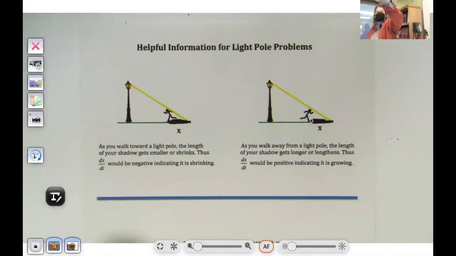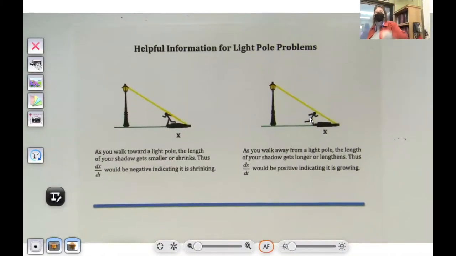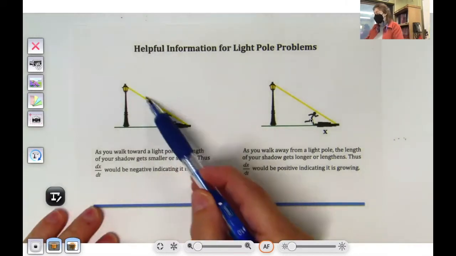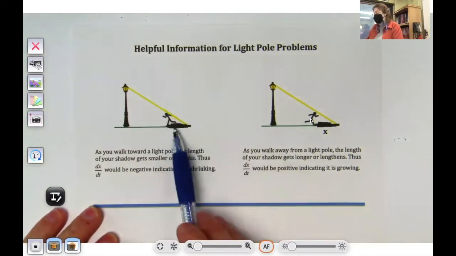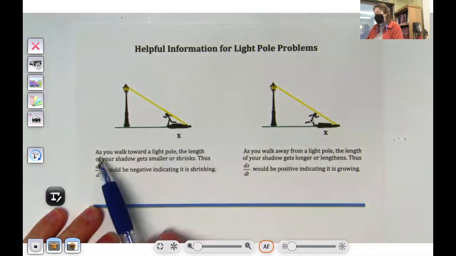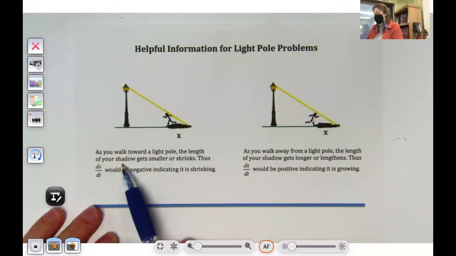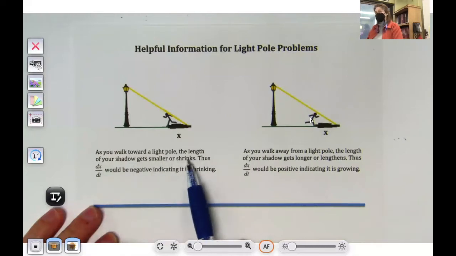Right, so I've drawn some cute little pictures here with light poles just so that we can visualize and see what's happening. Okay, so we got a light pole. The light clearly is shining here. Here's a person standing, and this would be the shadow. As you walk towards a light pole, the length of your shadow gets smaller, or it shrinks.